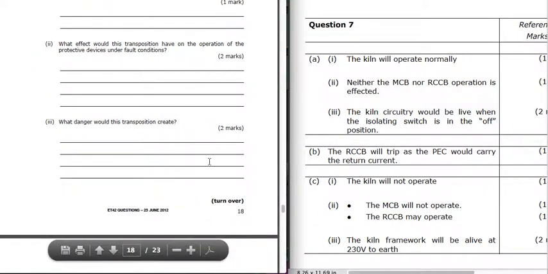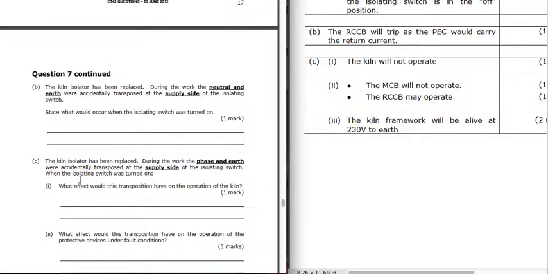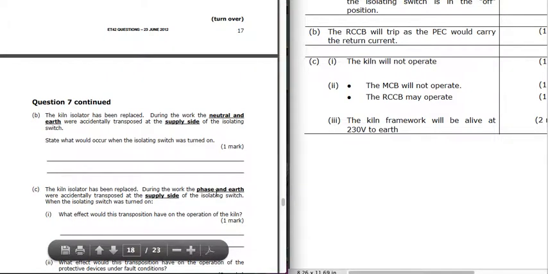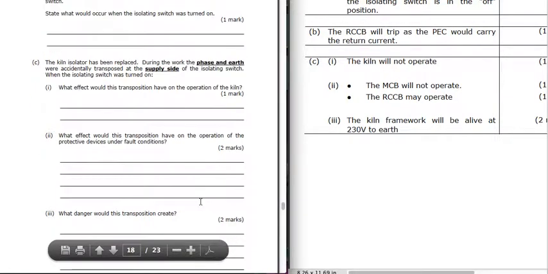What danger would this transposition create? Again, the kiln is going to be alive at 230 volts to earth, because we're taking that phase straight to the earth connection, straight to the casing or metalwork of the kiln. So we're going to have 230 volts there all the time.